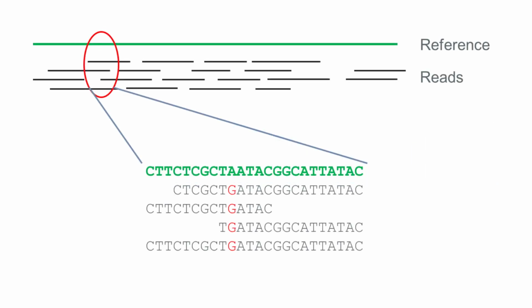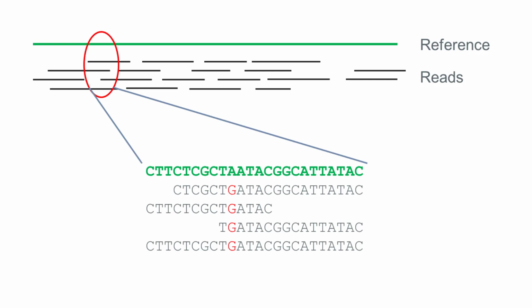Schematically it looks like this. We have a reference and have mapped reads to that reference. We then look at each position separately and check if the base in the read at that position is the same as the reference or not. In this case we have one location where all the reads have a different base compared to the reference.